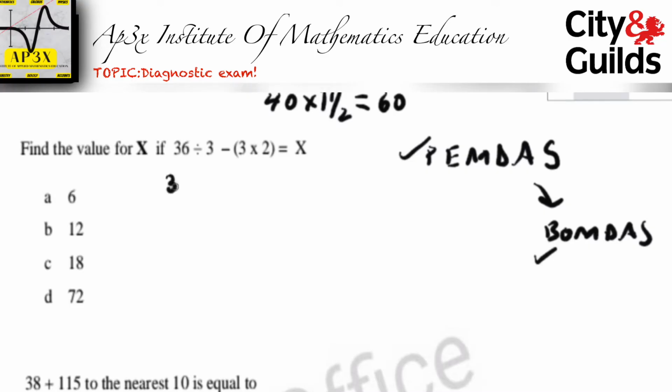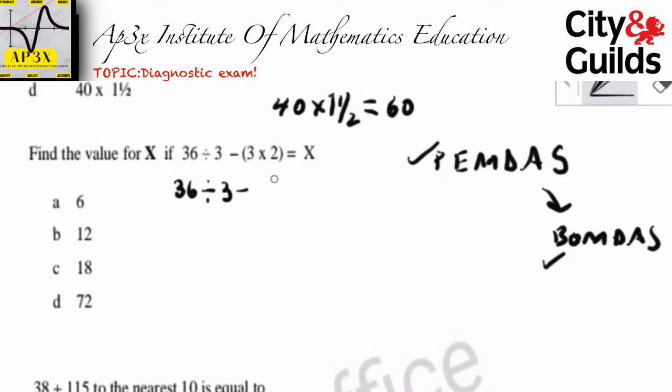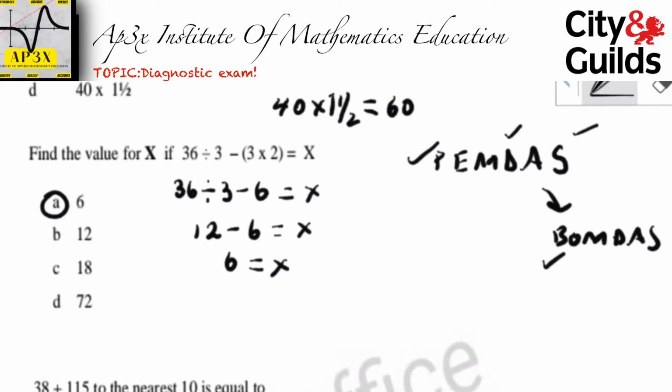We're going to just go ahead and rewrite the 36 divided by 3. And I'm going to work out what is in the parentheses here. So that's 3 times 2 is 6. And that's equal to x. Now again, I have division and subtraction. Obviously, that division appears before subtraction. So I'm going to go ahead and divide 36 divided by 3. That's going to be 12. And 12 take away 6 is equal to x. So 12 take away 6 is 6. So 6 is equal to x. So our answer here is A.